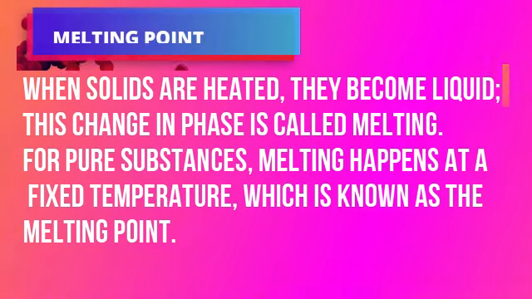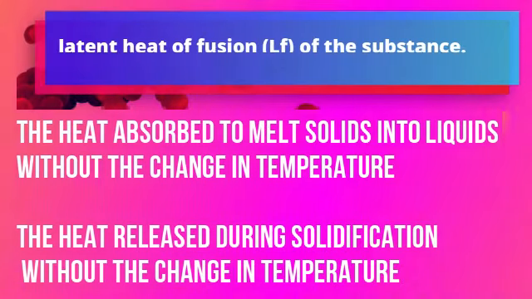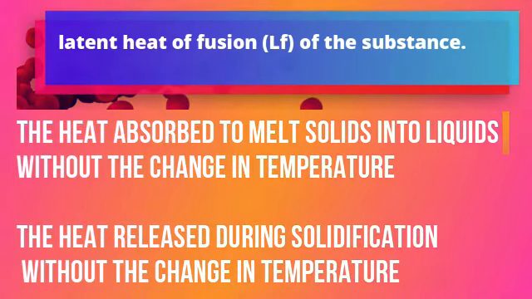Now let us discuss melting and freezing. When solids are heated, they become liquid. This change in phase is called melting. For pure substances, melting happens at a fixed temperature, which is known as the melting point. The latent heat of fusion of the substance is the heat absorbed to melt solids into liquids without the change in temperature. The same heat is released during solidification without the change in temperature.